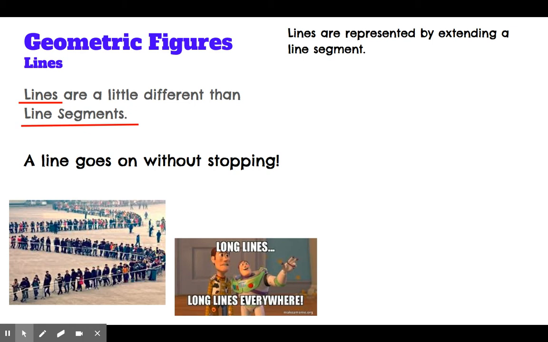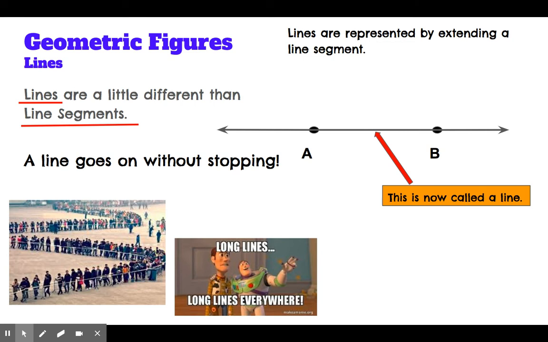Lines are represented by extending a line segment. So here's our line segment AB that we've been using. I'm just going to extend it in one direction going that way, and I'm going to extend it in the other direction going this way. Now, this is called a line. The reason we can tell it's a line is because it's got arrows at the end. So you have an arrow here and an arrow here.